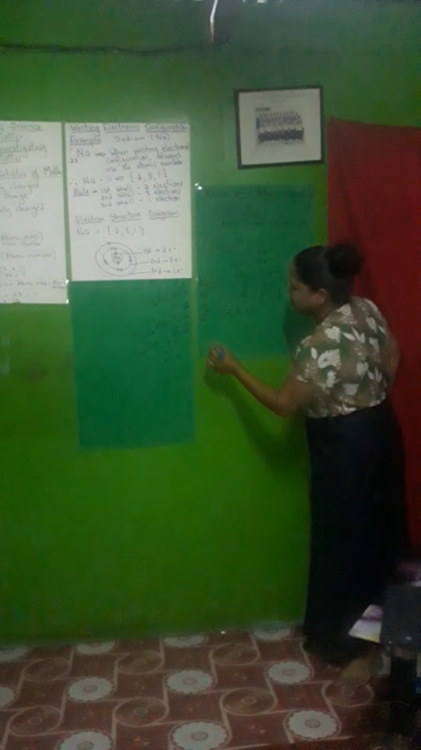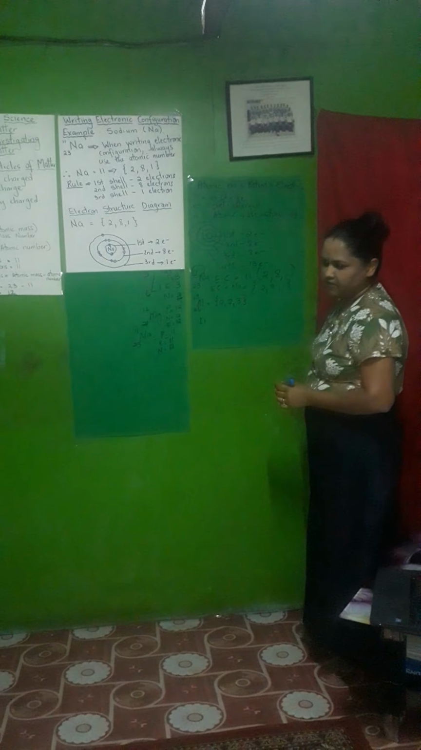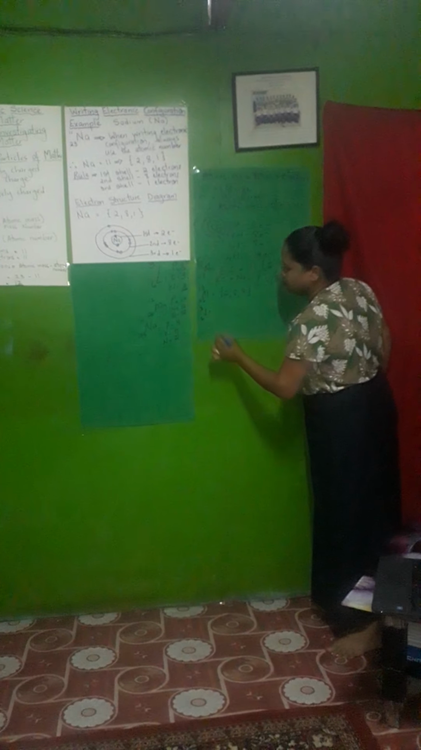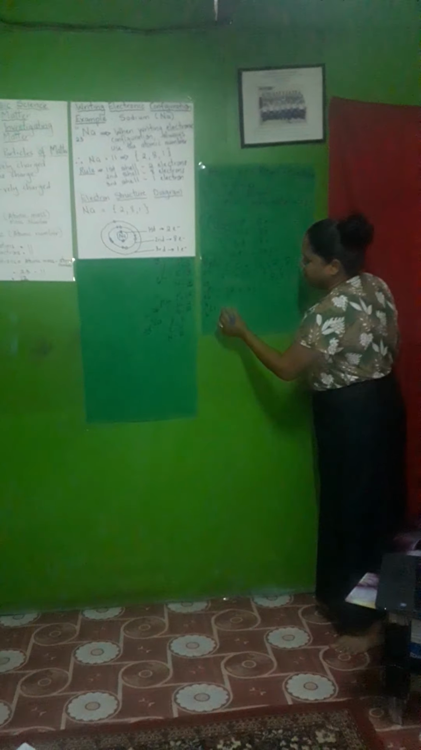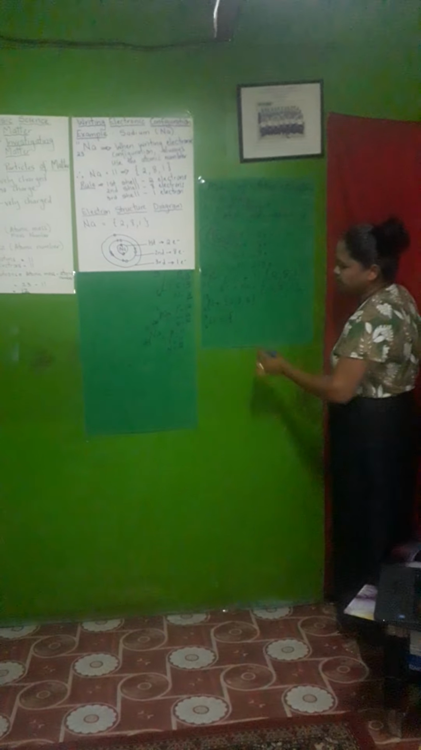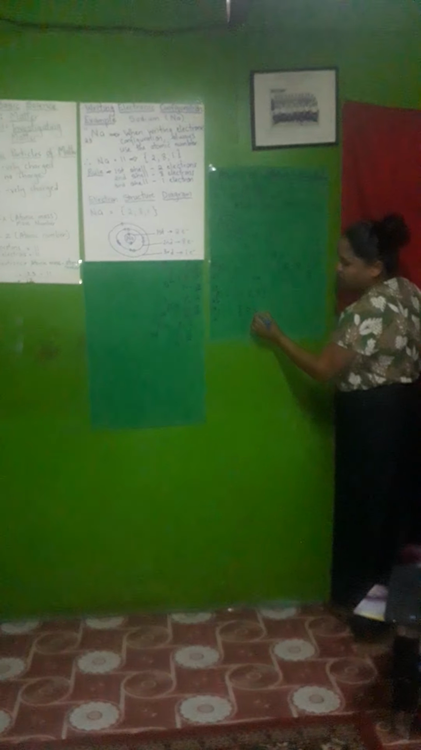Let's do another example of lithium. Remember, lithium has a very small atomic number. Therefore, the atomic number of lithium is 3 and the atomic mass is 6. Therefore, the electron configuration of lithium will be first shell 2 electrons, second shell only 1 electron, since it has a very small atomic number. So 2 plus 1 will give you 3.